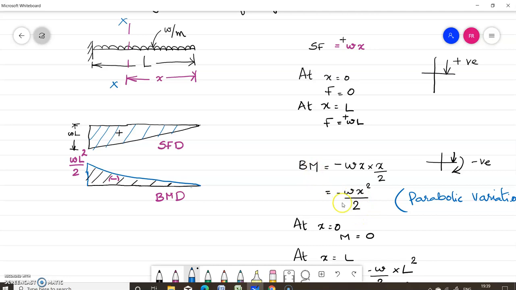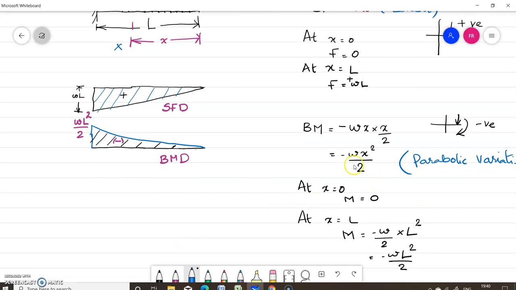Now we can see the bending moment varies with X square, so the variation is parabolic. Here the shear force variation is linear, while the bending moment variation is parabolic because the equation is minus W x square by 2. When we substitute X equal to 0, the bending moment is 0, so at this free end the bending moment is 0. Now at X equal to L, let us substitute X equal to L. You will get minus W into L square by 2.